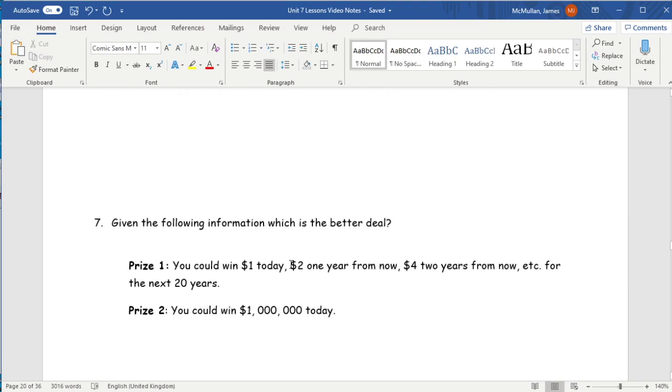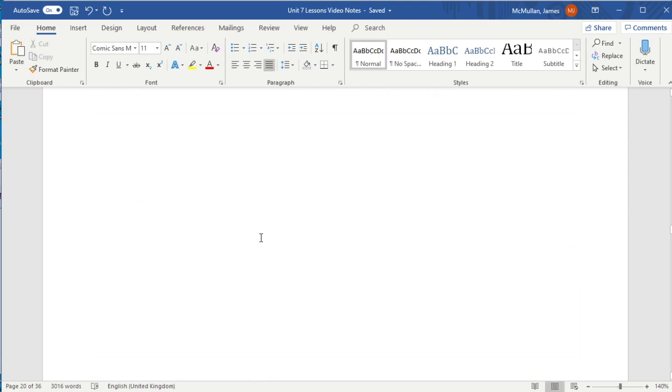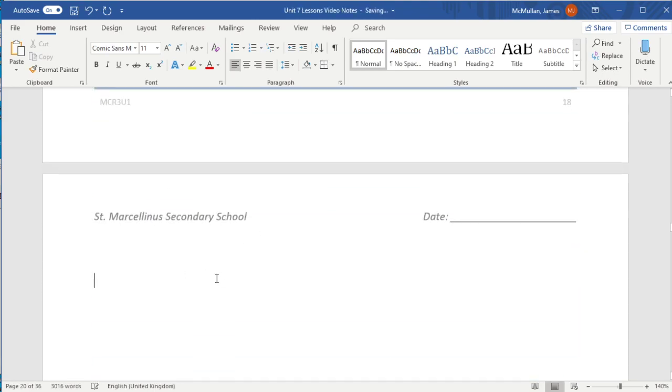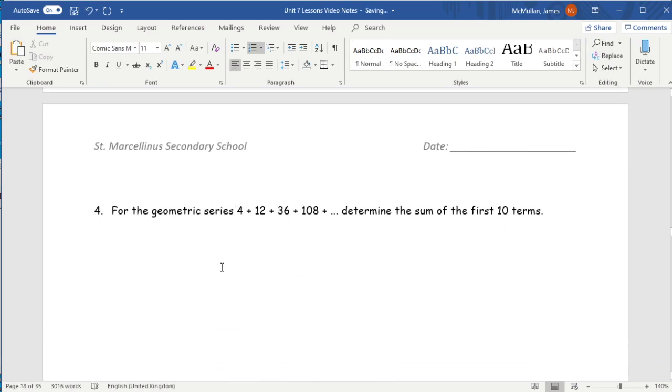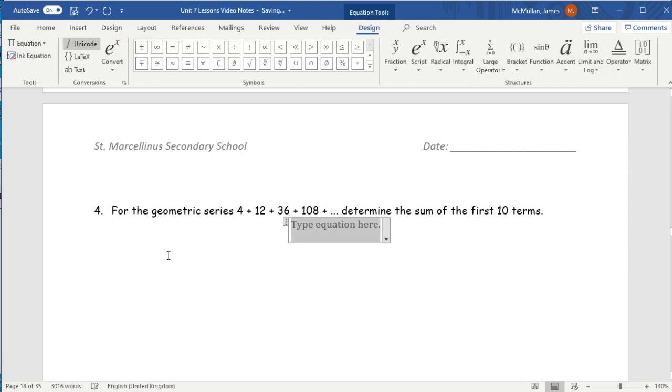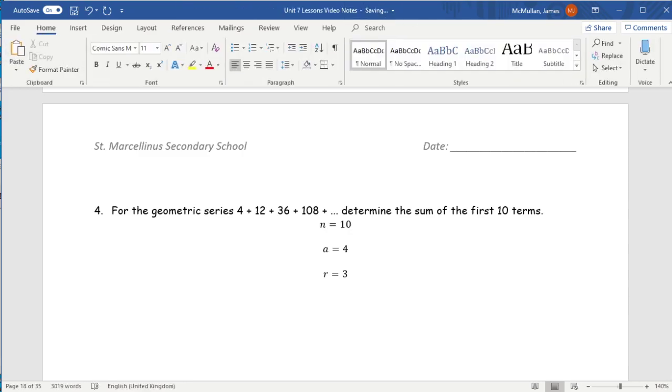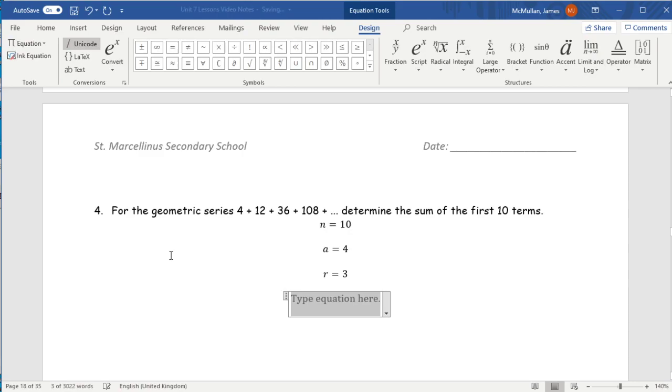All right. So let's knock out a few more of these just so you have some more examples. Okay, so we're on number 4. For this geometric series, determine the sum of the first 10 terms. So n is 10, a is 4, r is 3, because every term is tripling, right? You triple. So then our formula, Sn, is equal to a times (r to the n minus 1) over (r minus 1). R minus 1 is in the denominator, so we just fill it out.